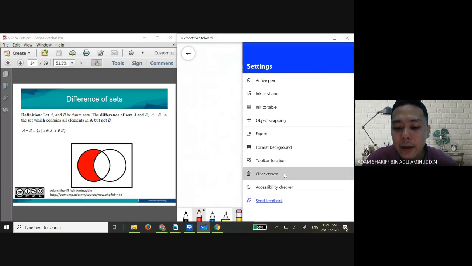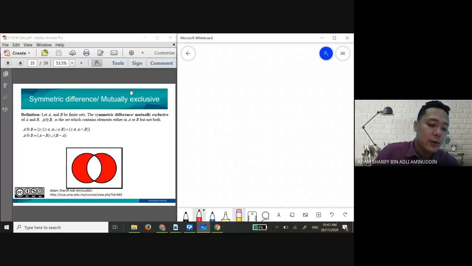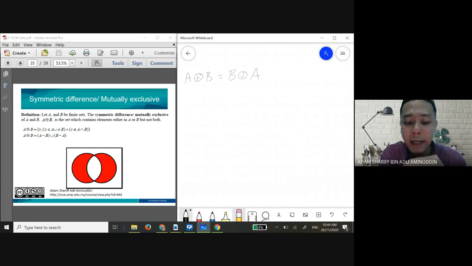While you have this idea of A minus B, why not I directly tell you about the symmetric difference or mutually exclusive. Ini benda baru. Saya rasa kat sekolah tak belajar. Tetapi konsep asas dia ialah A mutually exclusive B. This is the symbol. First of all, A mutually exclusive B is also equal with B mutually exclusive A.